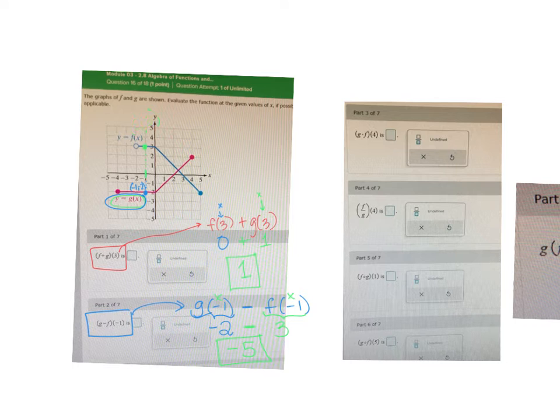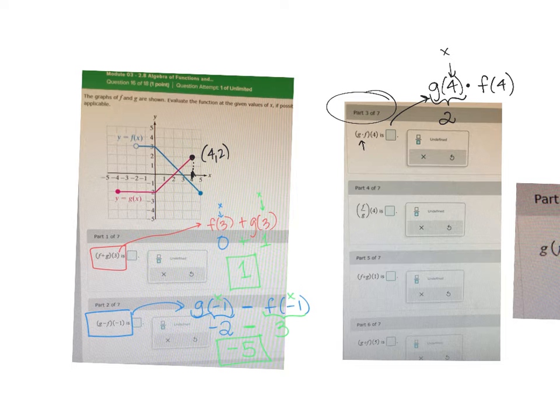Alright, for part 3, again, I'm going to erase all this so I have a clear graph here. For part 3, we have g dot f of 4. That little dot means multiplication. So really, all this is saying is g of 4 times f of 4. So we need to find out what the y value is when we input an x value of 4. So if x is 4, looking at my picture, for g, I'm going to go up to that point right there, which will be 4, 2. So g of 4 is equal to 2.